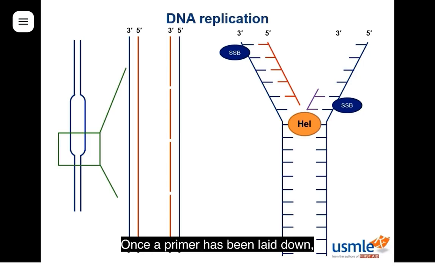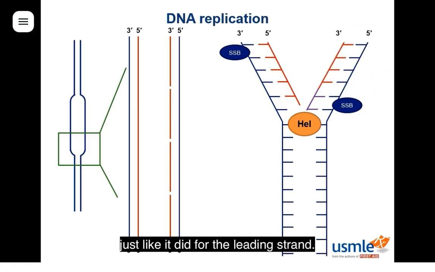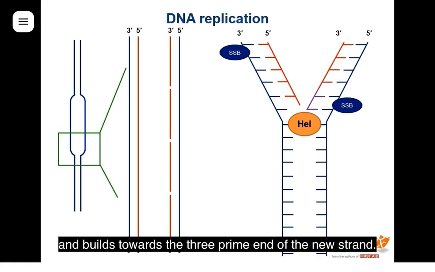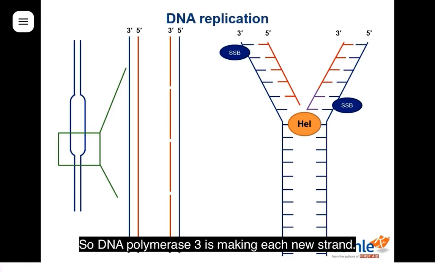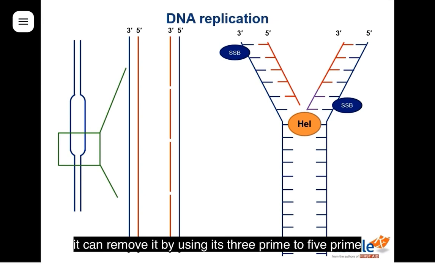Once a primer has been laid down, our friend DNA polymerase III can jump in and start adding deoxyribonucleotides to it just like it did for the leading strand. DNA can only be synthesized in the 5' to 3' direction, so DNA polymerase III starts from the RNA primer and builds towards the 3' end of the new strand. As DNA polymerase III is making each new strand, it proofreads its work, and if it realizes it made a mistake by adding the wrong nucleotide, it can remove it by using its 3' to 5' exonuclease activity. This is of course the opposite direction as DNA synthesis, since it's going backwards to remove any mistakes.